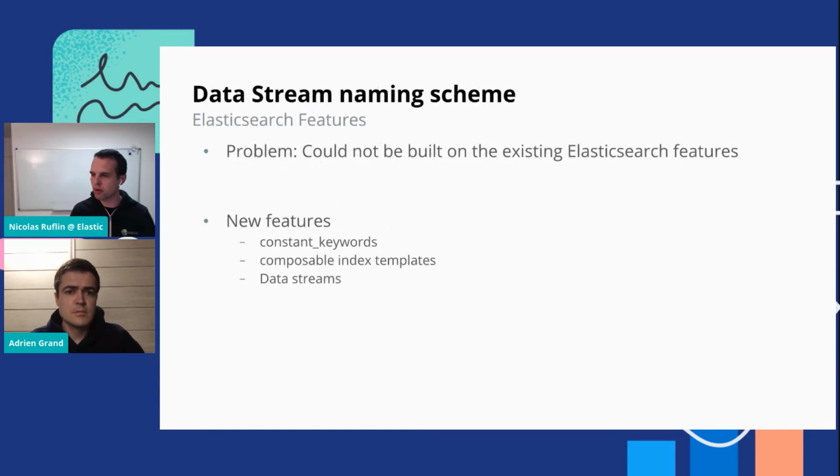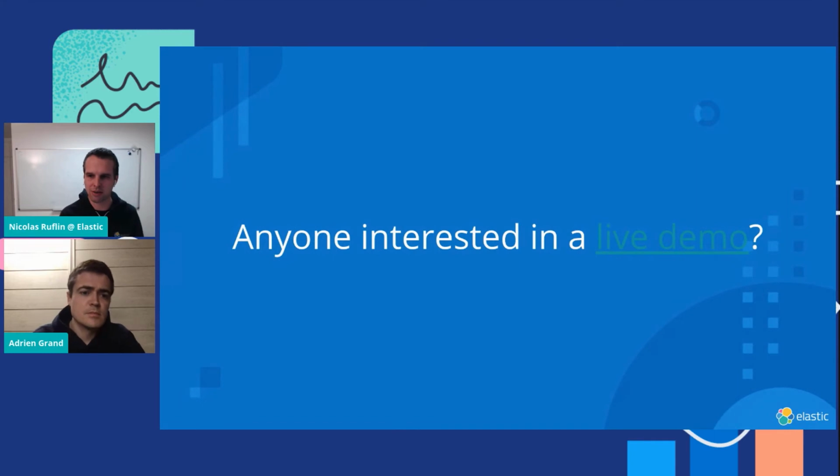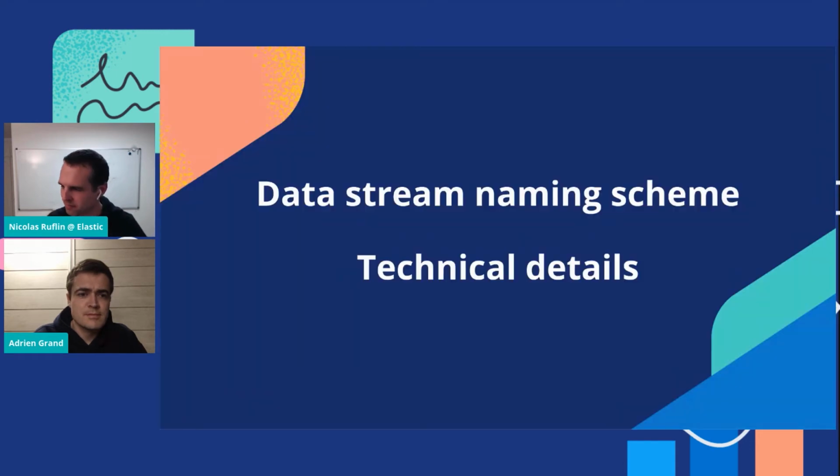There was one problem with everything I presented. When we figured out that's what we wanted to do, we realized Elasticsearch didn't have all the features. But thanks to Adrien and team, they were built. The features were constant keywords, composable index templates, and data streams. That's exactly what Adrien is now going to talk about. Keep in mind that schema and what Adrien talks about; I'm going to show it in the demo at the end. Please take it on, Adrien.